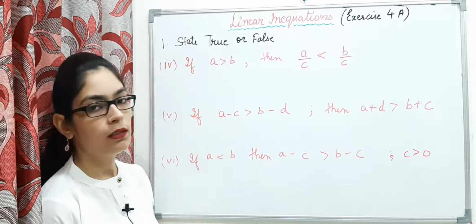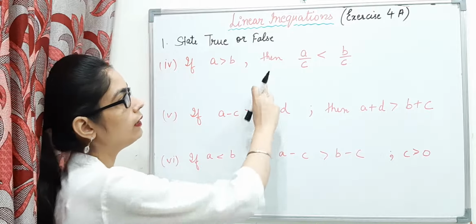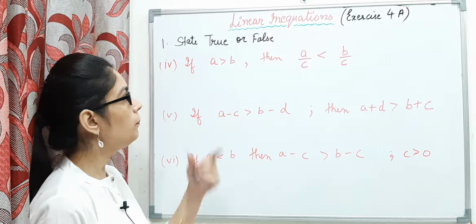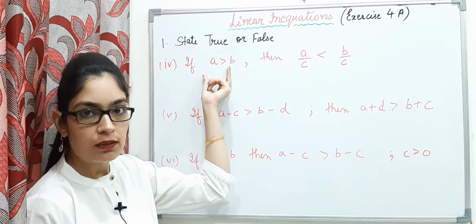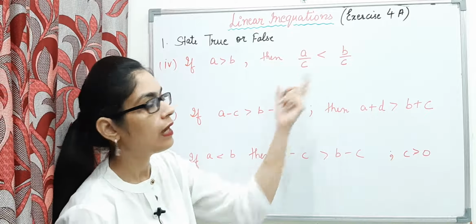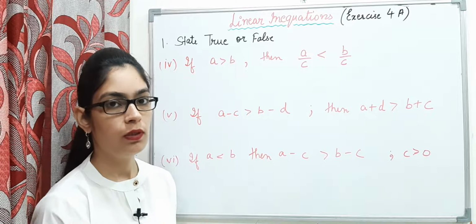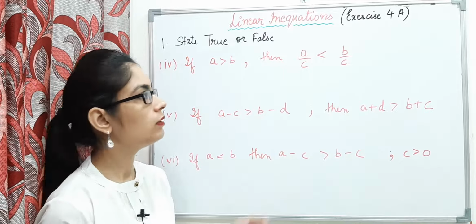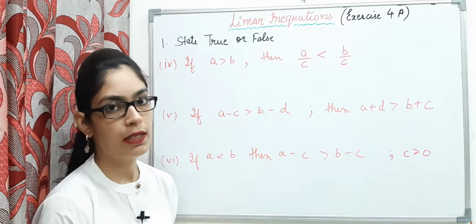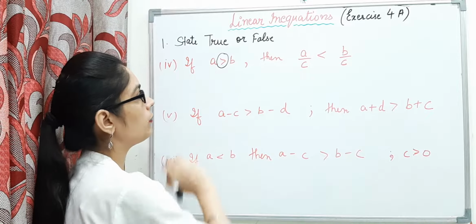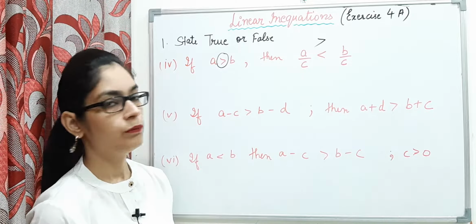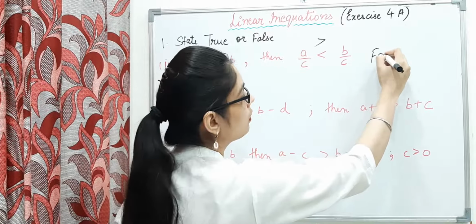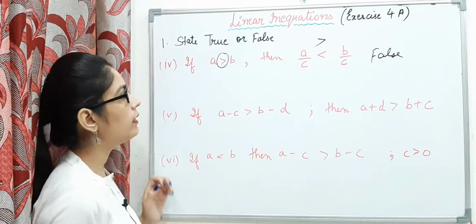If A is greater than B, then A by C is less than B by C. So what they are doing here, both the sides of the inequation, they have divided by the same number. We have learnt during the rules, if we multiply or divide both the sides of the inequation with the same number, then the sign of the inequation will remain the same, but they have changed the sign. That means it is false. You can take any example and see also.